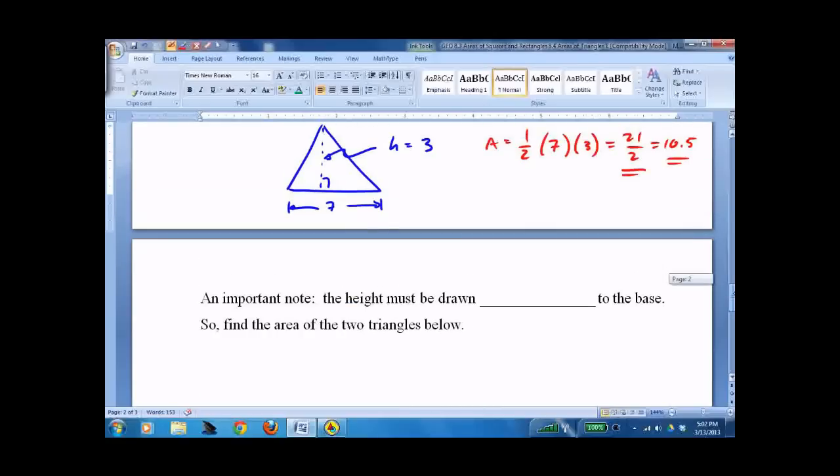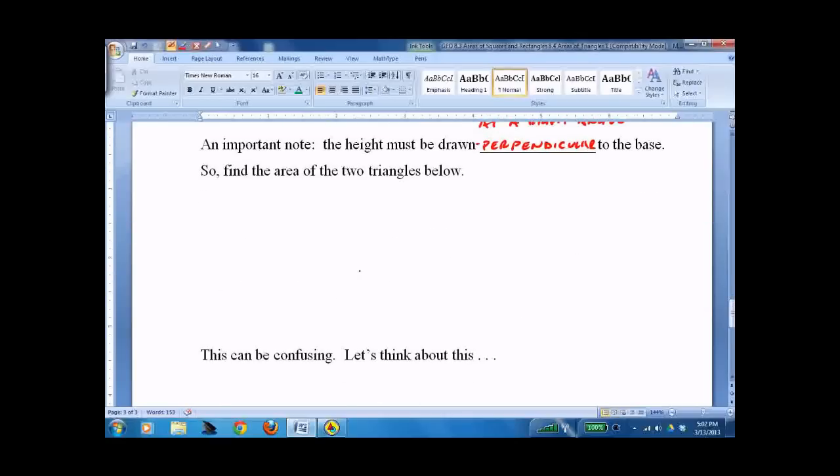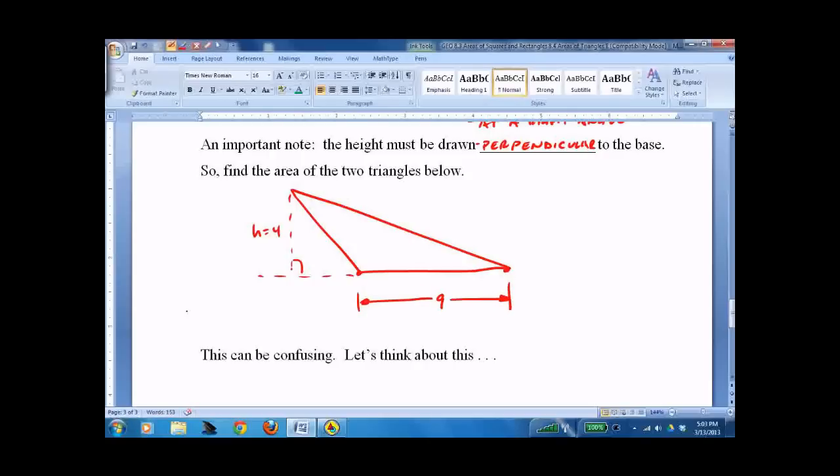Now, an important note: as you can see here, I drew in a little right angle. The height must be drawn perpendicular, at a right angle, or, geometrically speaking, perpendicular to the base. So we've got two triangles here. I'll draw one in red and one in blue. And here's the base out here. So we'll say the height is 4, and this distance here we'll call, no, it doesn't matter, 9. So the area of that red triangle is 1/2 times 9 times 4, 18.